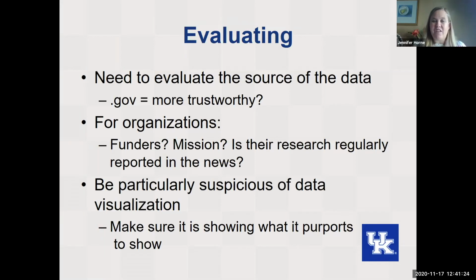The same thing applies if you're looking at an organization. We saw things like the Kaiser Family Foundation. If you don't know anything about them, how do you know if their research is any good? I always start with the About Us section of their website, and then you can also look at who their funders are, what their stated mission is, and whether they have a stated political bias. It doesn't mean their research isn't useful, but it's something good to know.